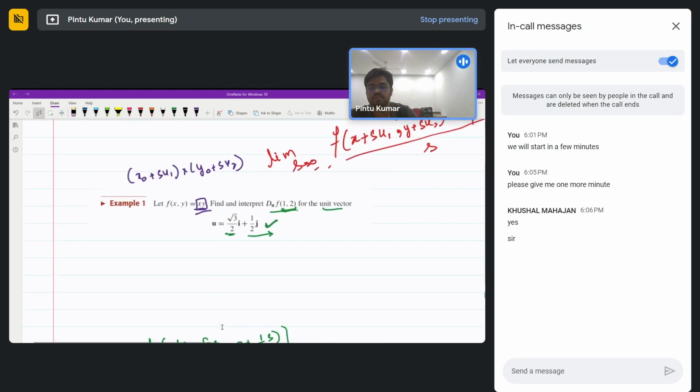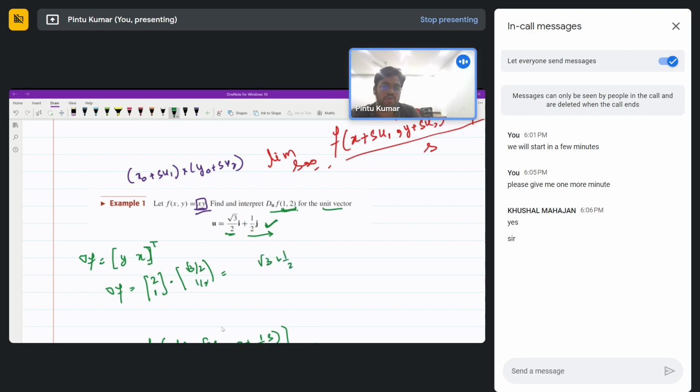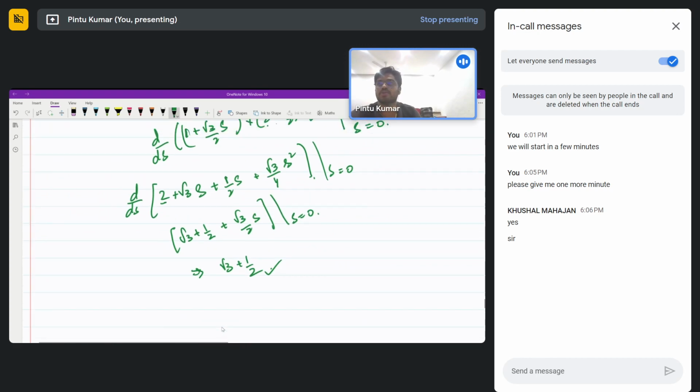So if we look at this f of xy, what is the gradient of f? We will treat y as constant, so this becomes y and this is x. So this is my gradient, that is (y, x). And what is my u? U is this. So what is the value of y over here? So my gradient of f at this point is (2, 1). And if I take its dot product with (root 3 by 2, 1 by 2), I'll get root 3 plus 1 by 2. And this is what we get after this calculation also.